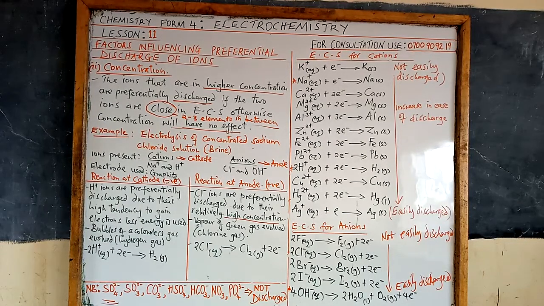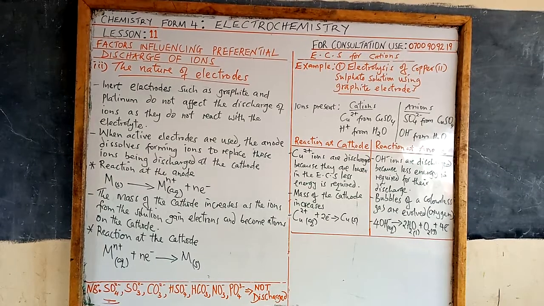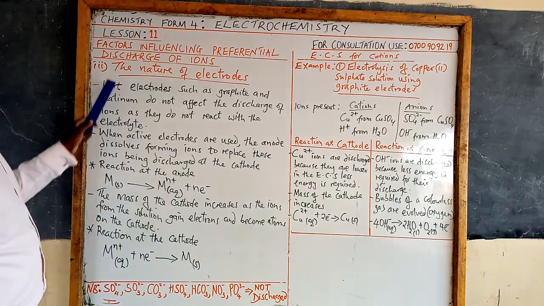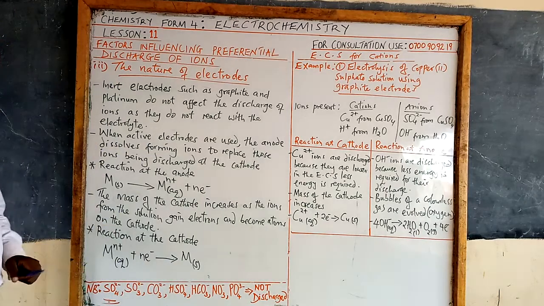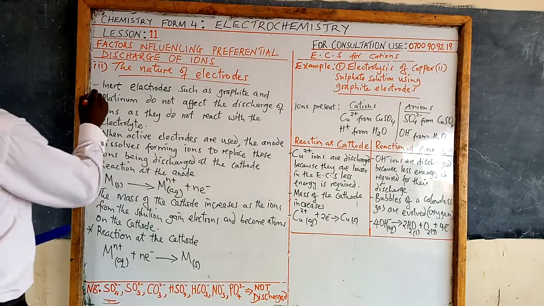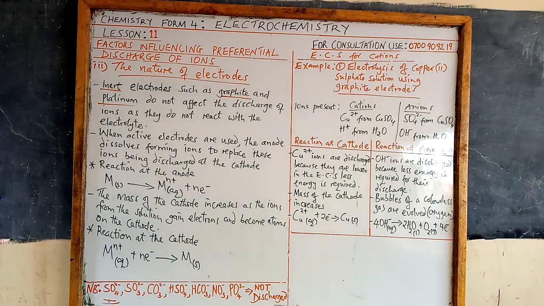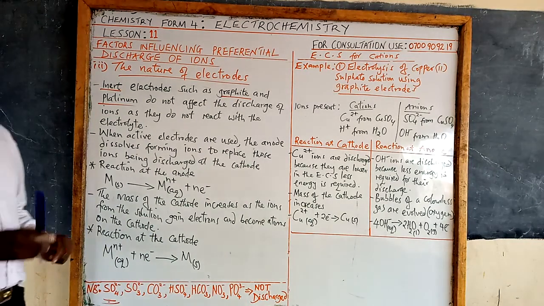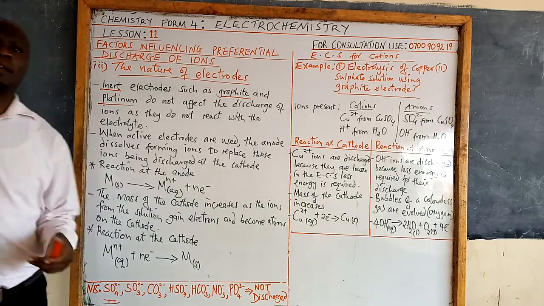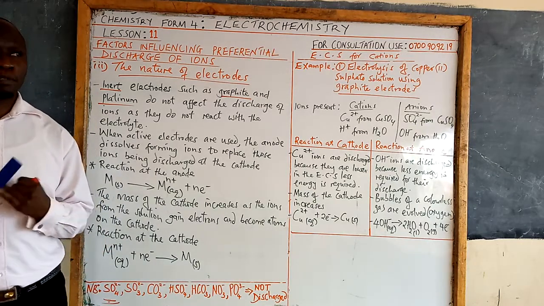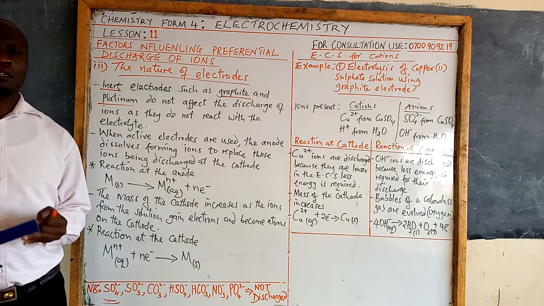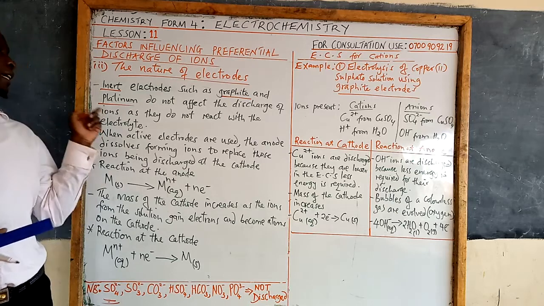Let's look at the third factor, which is the nature of the electrodes. If you use inert electrodes like graphite and diamond or even platinum, they do not affect the type of ions to be discharged. And that's why in the first factor, the position of the ion in the electrochemical series, and in the second, the concentration, we were using inert electrodes, because they will not have an effect on which ions are discharged. The reason is that they are inert, meaning they are unreactive, so they will not react with the electrolyte.